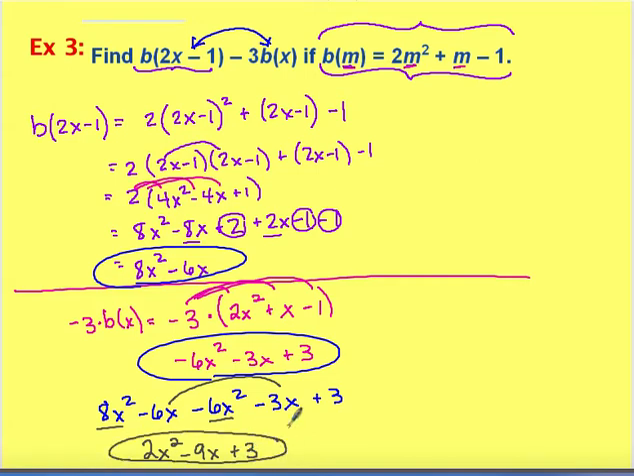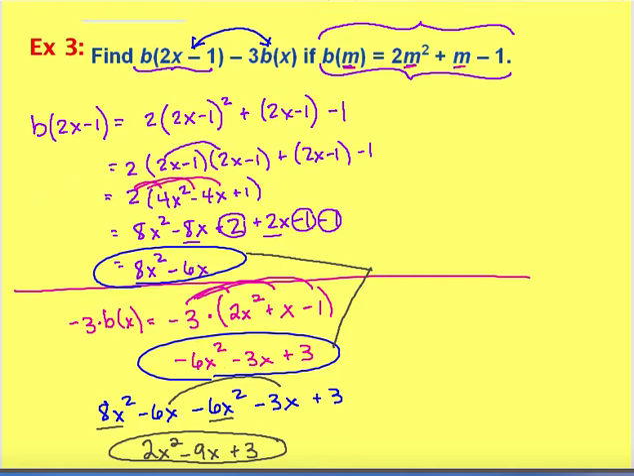So altogether, plugging in the two separate pieces, first the 2x minus 1 gave me 8x squared minus 6x. Then I took a negative 3 times b of x. So my b of x was 2x squared plus x minus 1 times my negative 3 left me with negative 6x squared minus 3x plus 3. Then I took these two pieces and collected their like terms, giving me the polynomial 2x squared minus 9x plus 3.